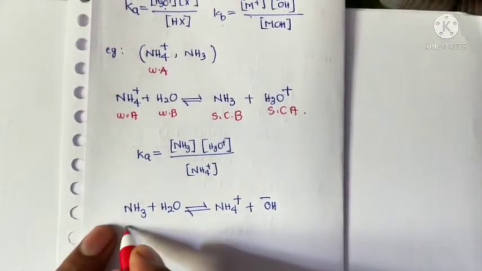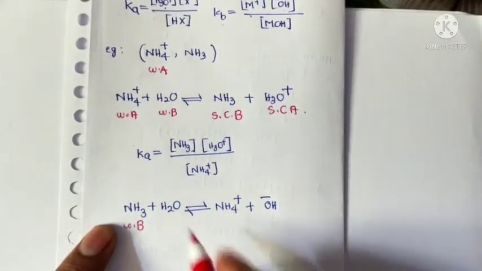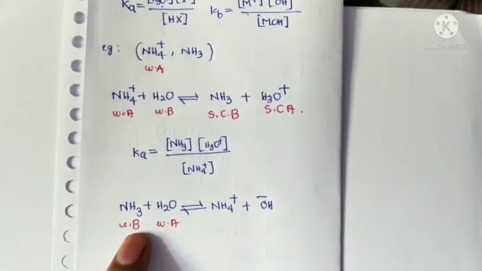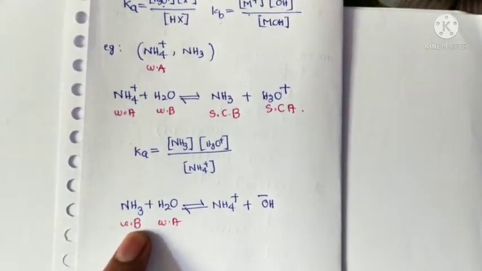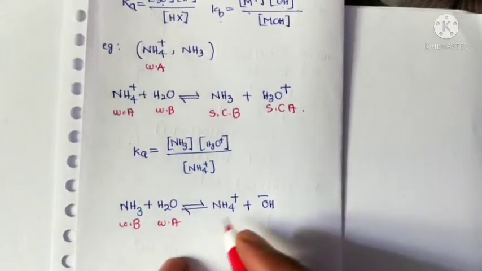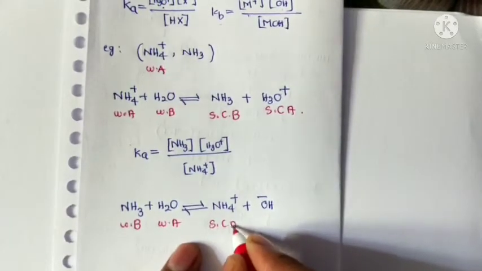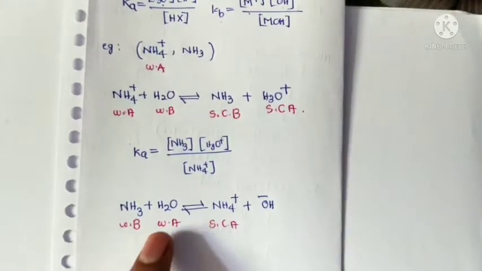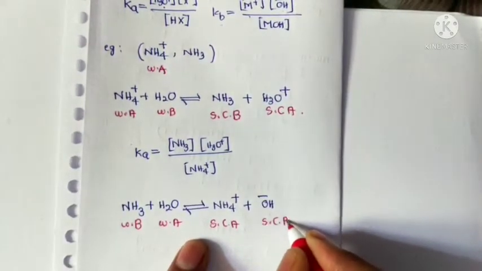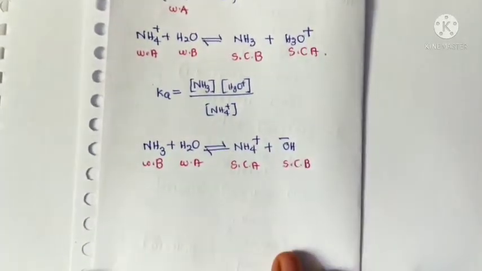So here the weak base accepts a proton from water and is converted into a strong conjugate acid, and the weak acid is converted into a strong conjugate base. It is also a reversible reaction.